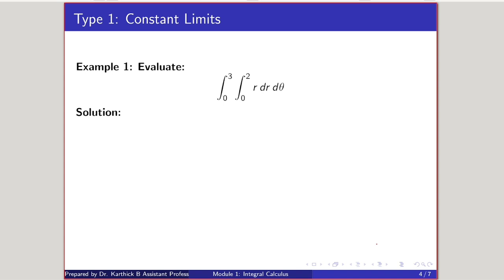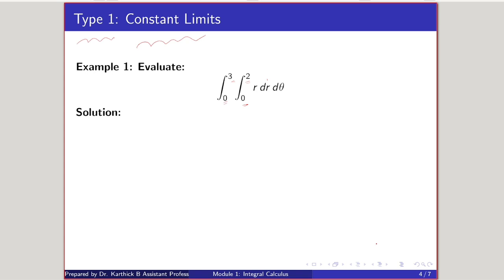Let's start the problem. As with the previous case in Cartesian coordinates, we will discuss two types. One is of constant limits. Constant limits means the limits will have only constant values. So here it is the same thing, similar to that. Here the variables are r and theta.